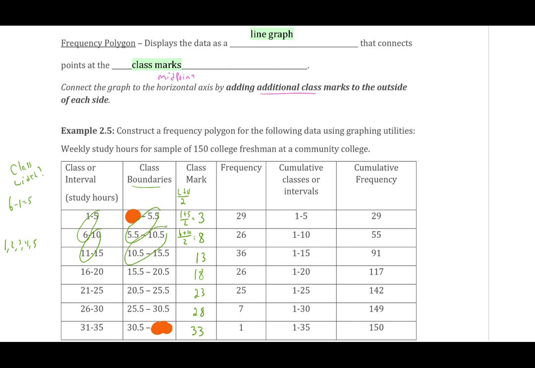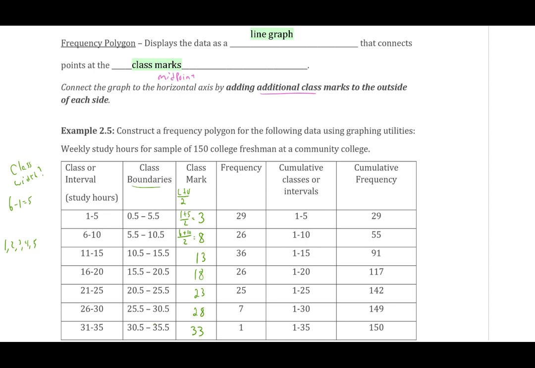Now, I had mentioned earlier in this video that we need to also make sure that we add an additional class mark to the outside of each side of the graph in order to show where the graph starts and ends. So we also need to add the class boundary beyond the endpoints. So below 1 would be 0.5, and above 35 would be 35.5.